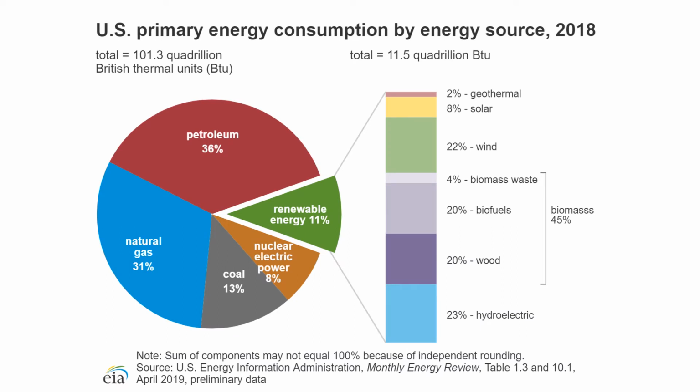Again, this time we're just looking at the US and what our energy consumption looks like. Oil, petroleum is really our largest sector there, mostly because of transportation. Natural gas and coal are really used for electricity. And so we have this tiny little part of the energy from renewables. Just 11% of the energy used in the US is renewable energy.